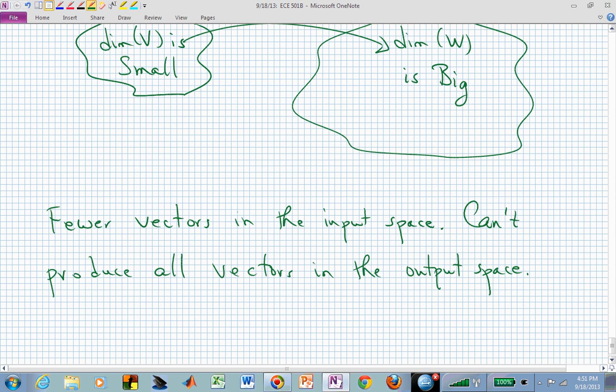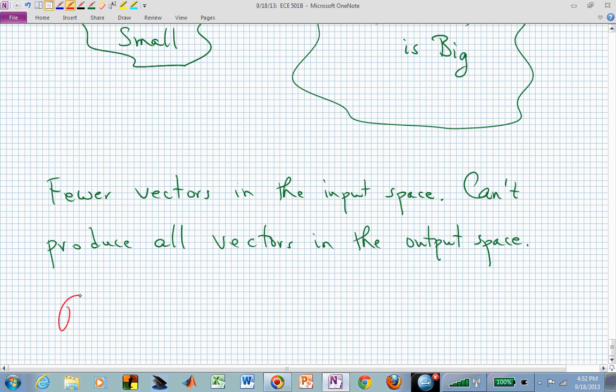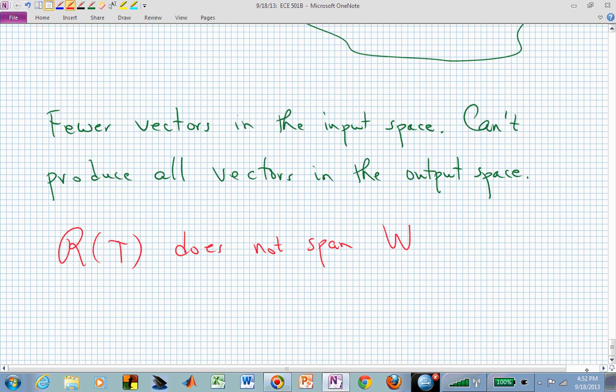So the small and big is relative. It doesn't mean that it has to be 10 bigger. No, it just has to be 1 bigger. And then you can make these claims. In this case, we have that the range of T does not span W. That's really what something being not surjective means. And this is our codomain, or W really is our codomain.